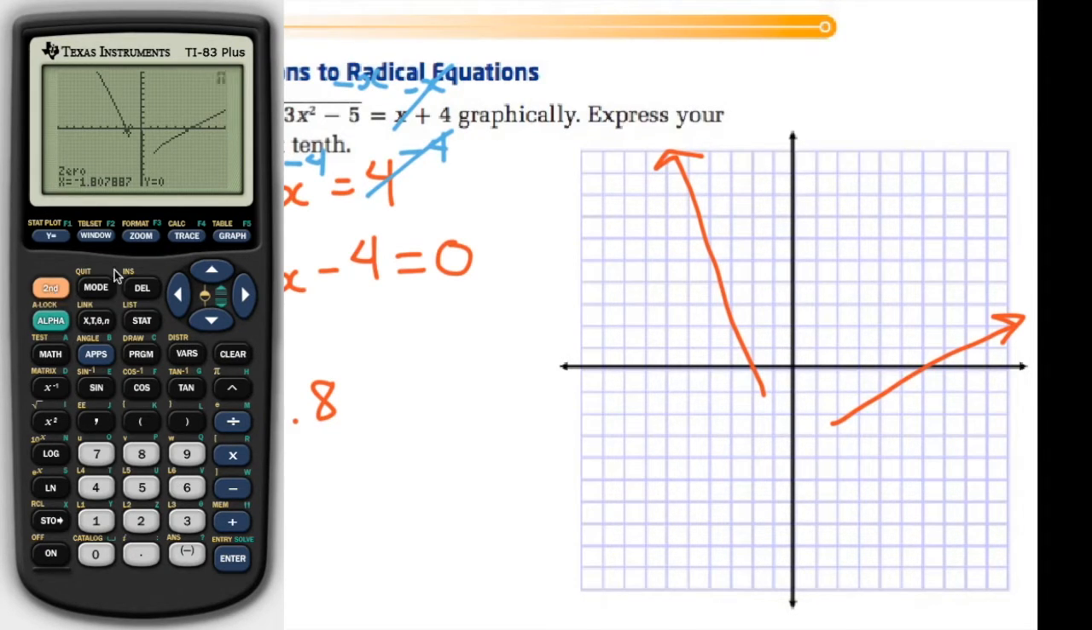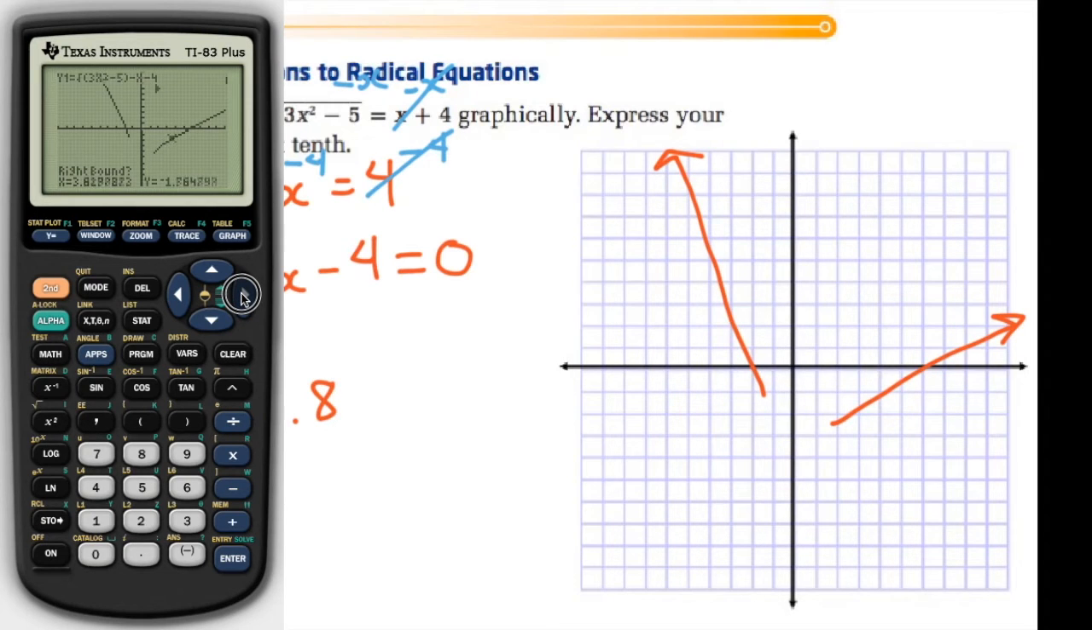We can repeat the process. Second trace, option 2. Now the cursor is over here, but we want to find this x-intercept on the right. So we'll keep moving the cursor over a little bit. It shows up here. This is a good enough left bound. We don't have to be close left to that x-intercept, just someplace on the left.